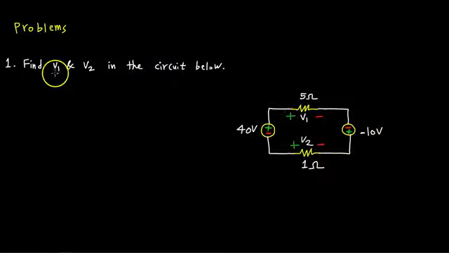So in this problem, it's asking us to find voltage 1 and voltage 2 here in the circuit. Before I give it a try, go ahead and try this and watch me solve it. Okay, so assuming that you've given it a go, first question to ask here is, okay, what is this plus and minus sign here, and who's determining this?